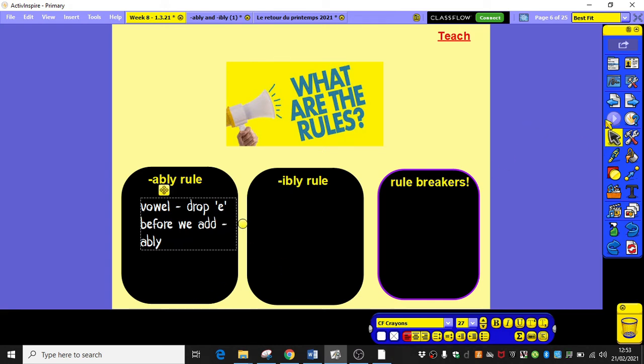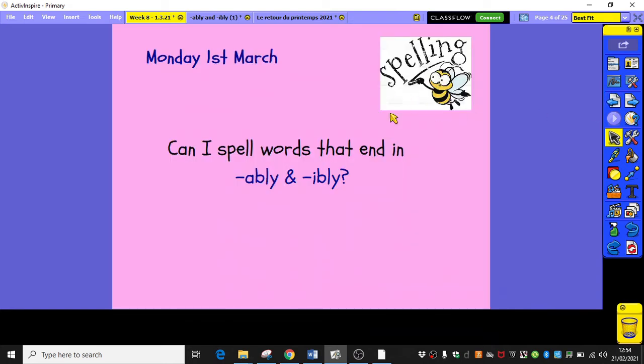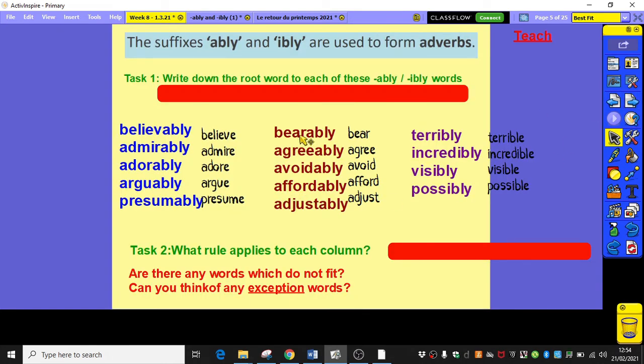So let's go back again and look at our ably words. What's happening in this row here? We've got bear and agree, avoid, afford, adjust. Now if you look at bear, avoid, afford and adjust, what do all those words end in? They all end in a consonant. We can always see the whole word as well, can't we? If it ends in a consonant, do we have to take anything off before we add the ably, or do we just add the ably? We are just adding the ably.